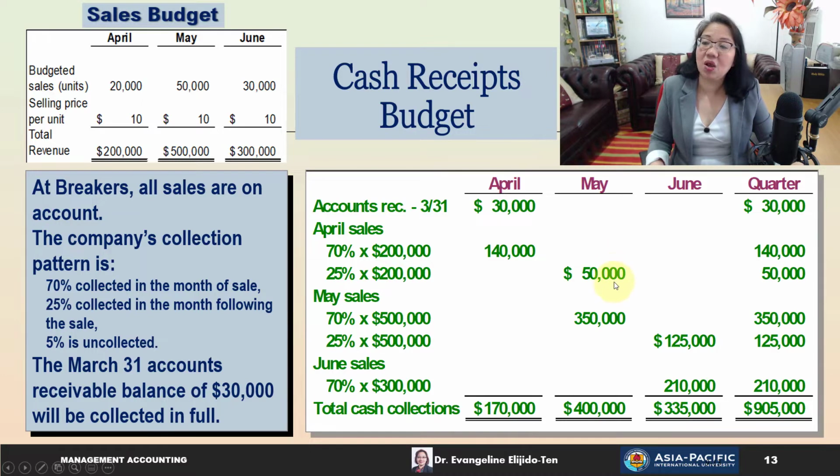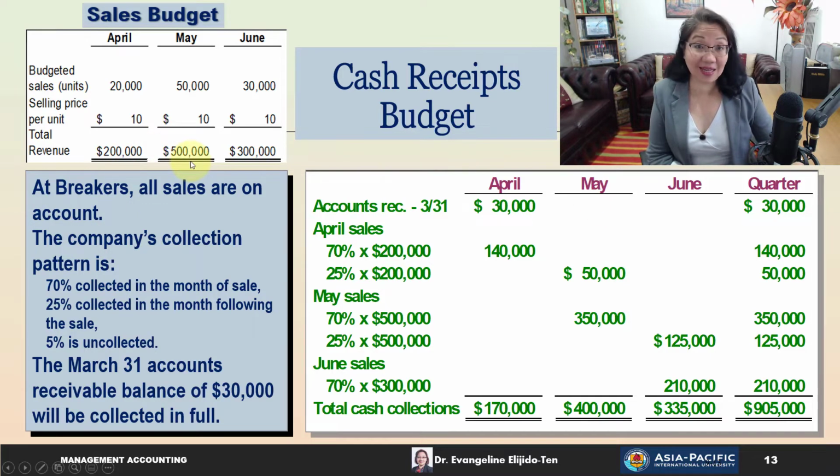In May, what else will be collected apart from the 25% from April sales? Well, in May, we are expecting to sell $500,000 worth. So 70% of that will be collected in the month of May. That is $350,000. So $400,000 is the total cash collection for May.